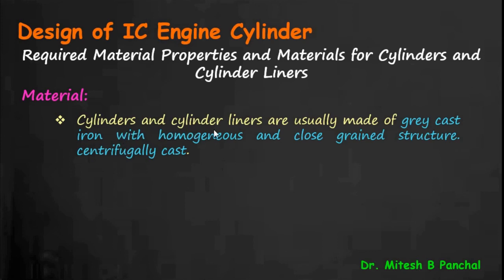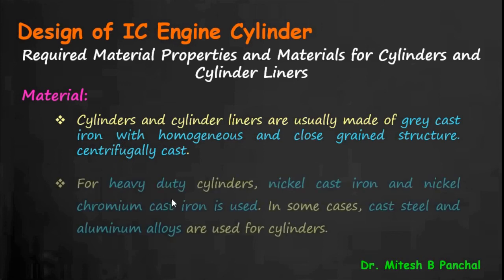Now we will look at the material. So cylinders and cylinder liners are usually made up of grey cast iron with homogeneous and close grain structure, that is centrifugally cast. For heavy duty cylinders, nickel cast iron and nickel chromium cast iron is used. In some cases, cast steel and aluminum alloys are used for cylinder.